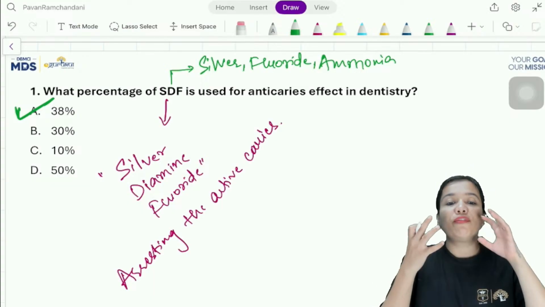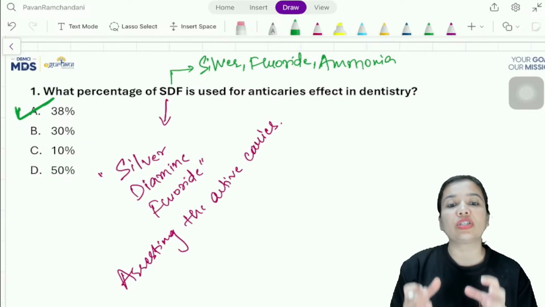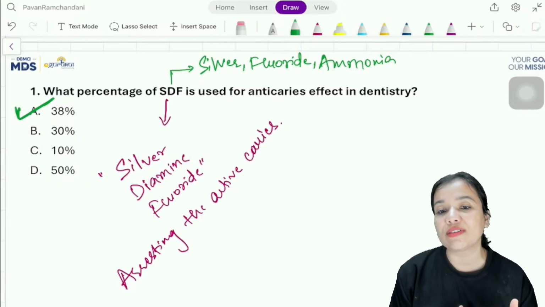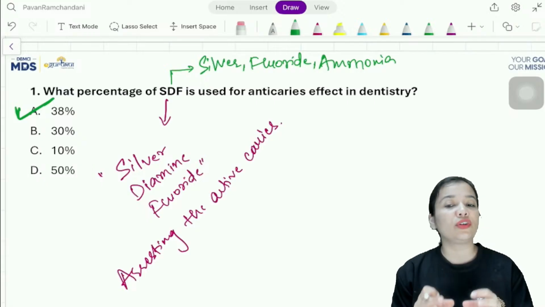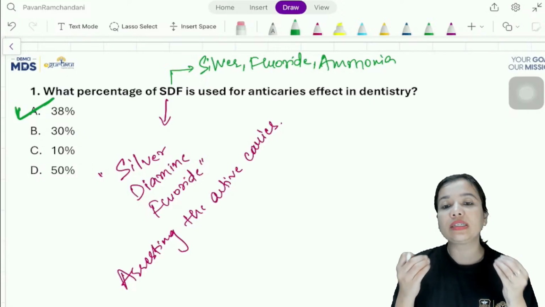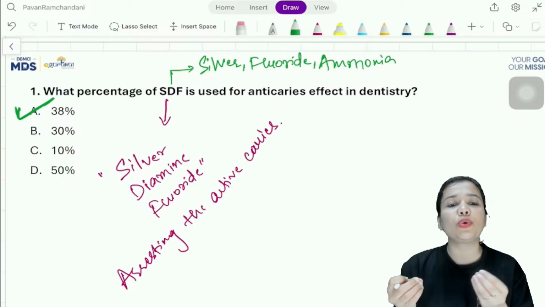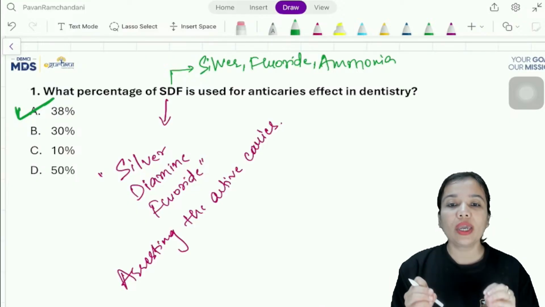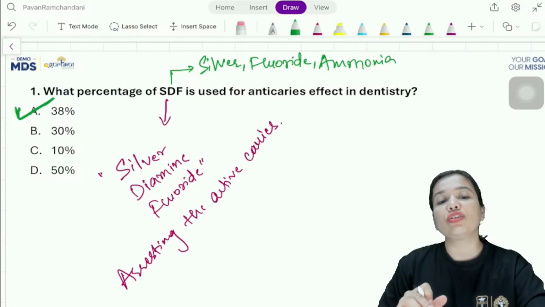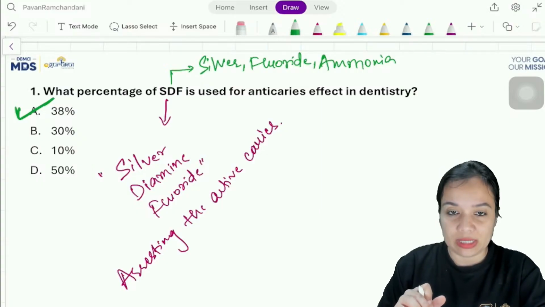So it is a well researched and balanced concentration that provides effective anti-caries effect without being too harsh for the dental tissues like the gingiva, oral mucosa, teeth, etc. Okay, so this is the percentage of SDF that is used for the caries.